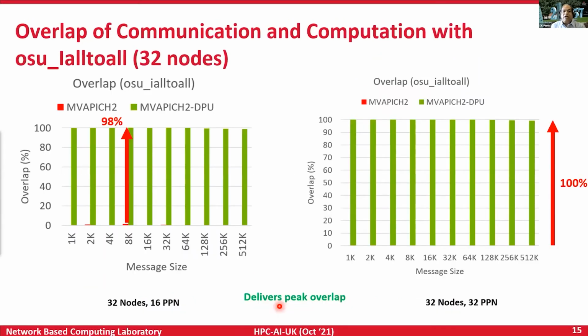So now let's take a look at some of the capabilities of this. I'll start with Ialltoall. Alltoall is blocking, and Ialltoall is non-blocking. Prior to the MPI-3 standard, all collectives were blocking.